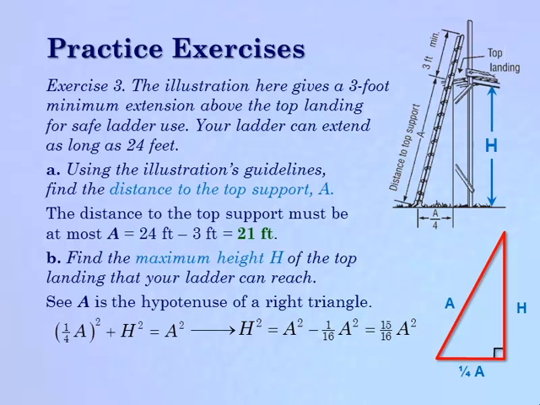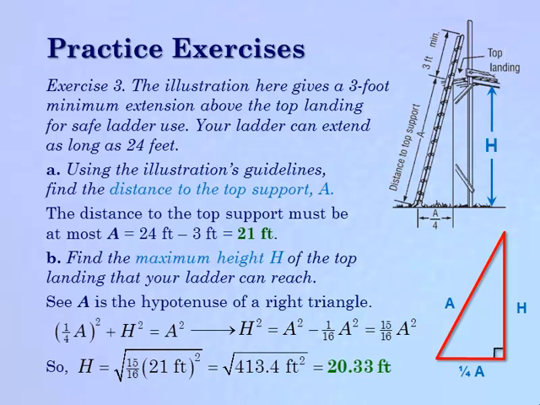So we can solve for h, so that's going to be A squared minus 1/16 A squared, which we can then realize is going to be 15/16 A squared. We're still working algebraically here, so now we can go ahead and substitute in the value for A, which is 21 feet, to get 15/16 of 21 feet squared. Take the square root of it, and that'll be 20.33 feet.